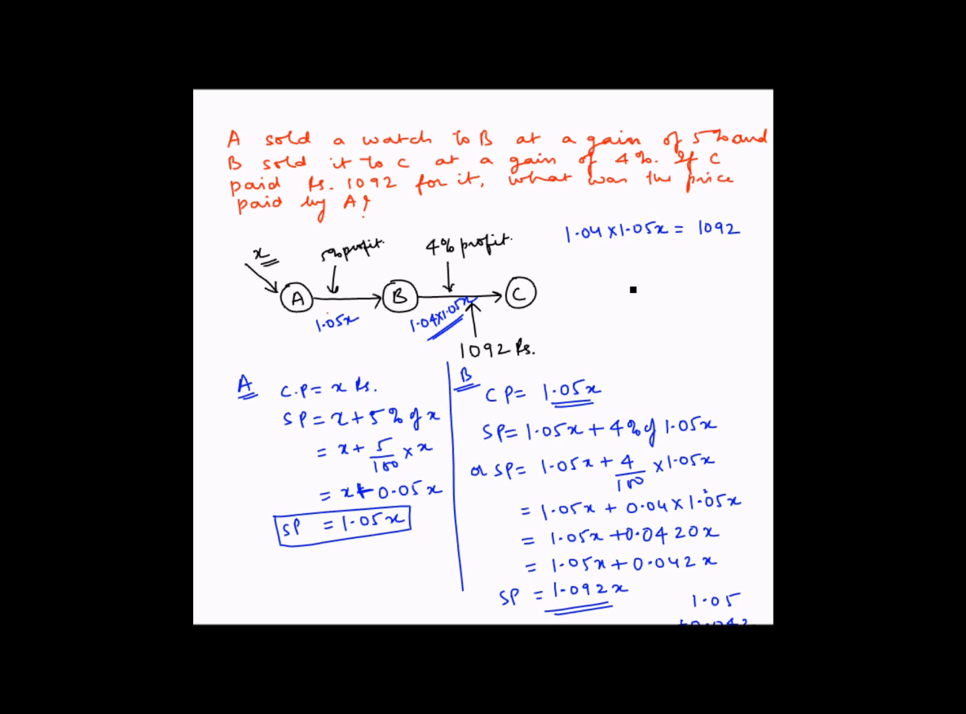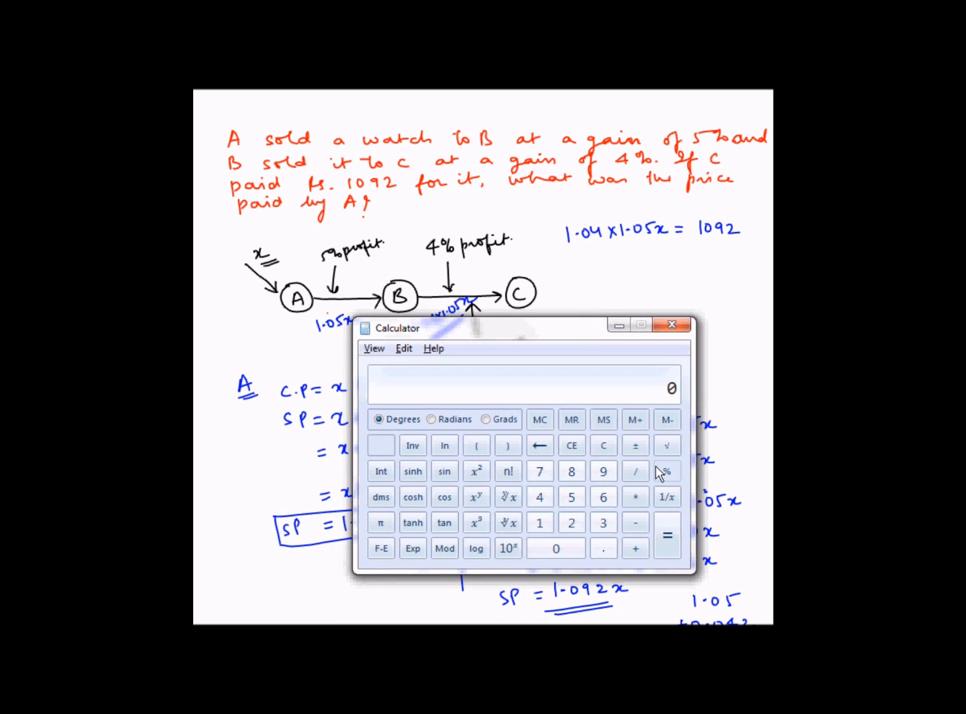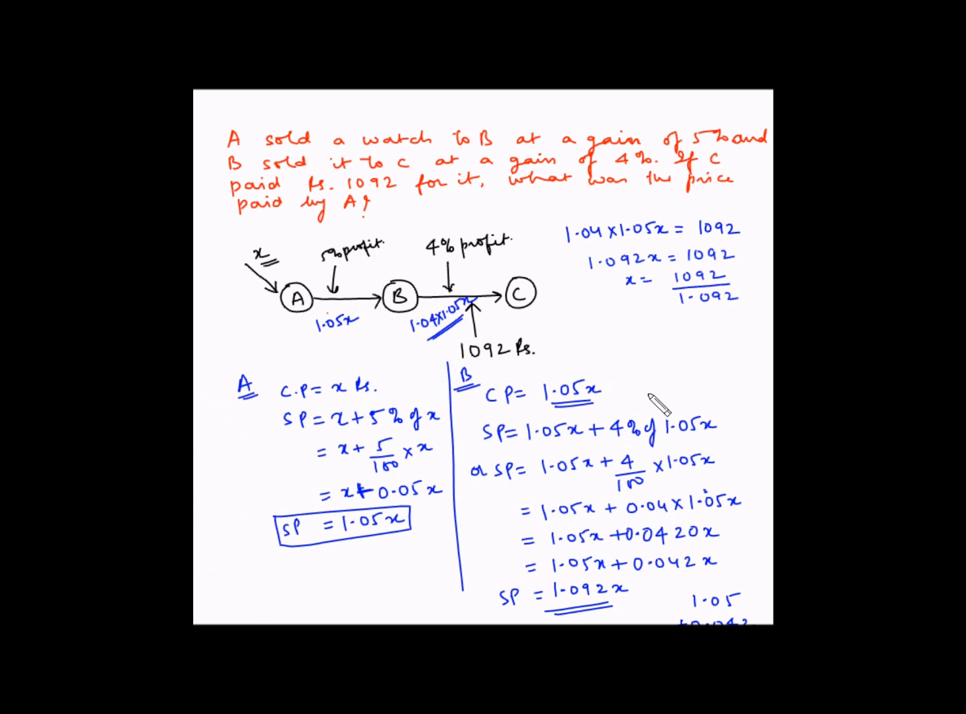So let me put my calculator here. So 1.04 multiplied by 1.05. So this is equal to 1.092. So 1.092 x is equal to 1092, or x is equal to 1092 divided by 1.092, and again removing this decimal here and adding 3 zeros, so this is equal to 1000 rupees. So x is equal to 1000 rupees.